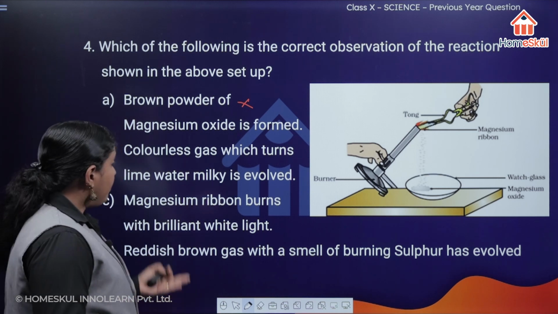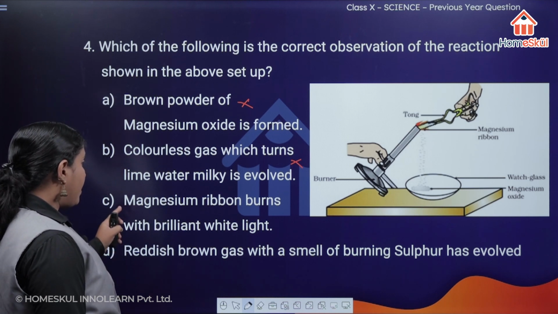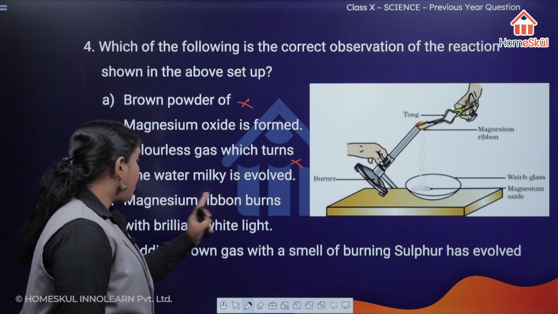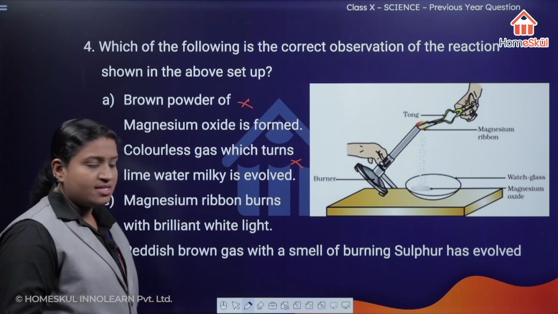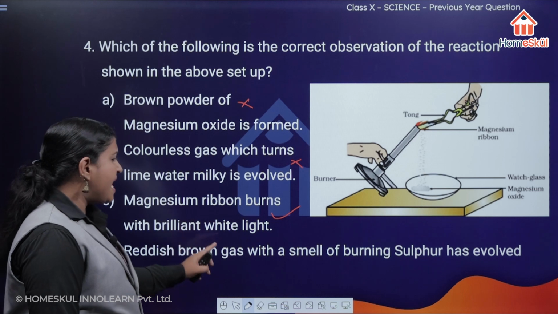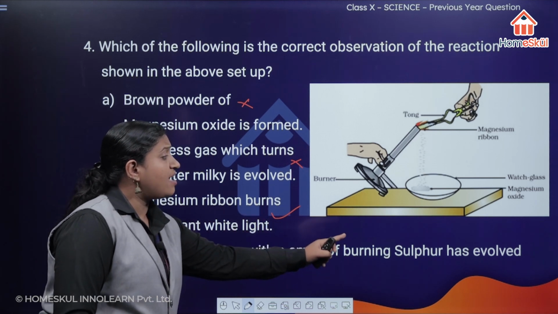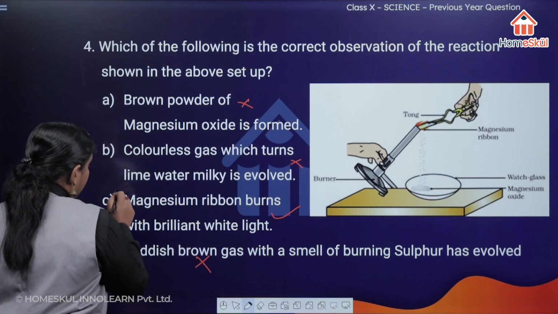There is no involvement of lime water here, so that is also not correct. Third one, magnesium ribbon burns with brilliant white light. That is correct, isn't it? Yes. Look at the 4th option. Reddish brown gas with a smell of burning sulfur has evolved. Not possible. So, which is the answer here?